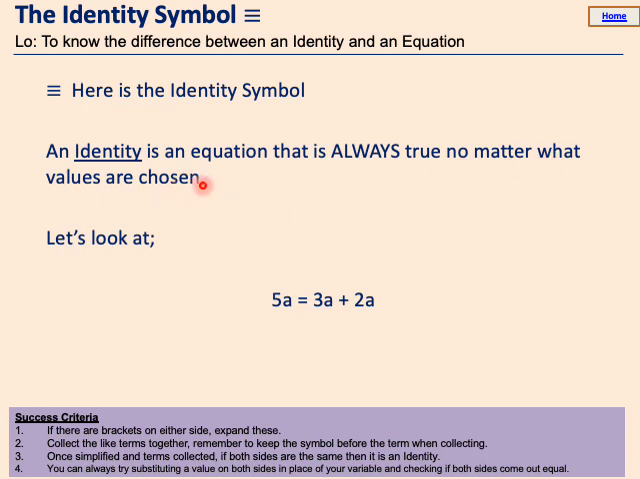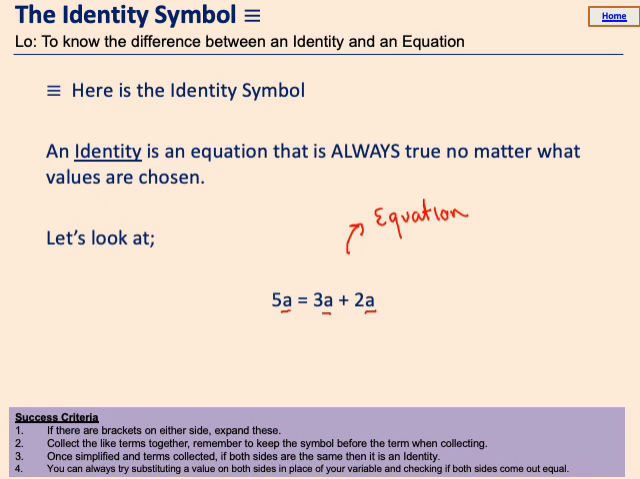So let's look at an example. So below this here we have one variable, a. Have it here, here and here. Let me get my pen out for you. So we've got three a's, all the same variable. We have an equal sign, so it's definitely an equation. But is it also an identity? Can it be an identity?